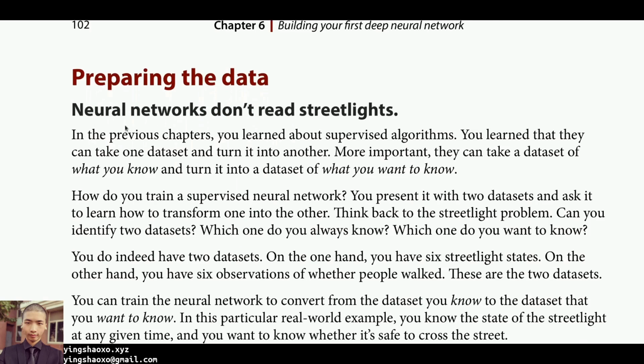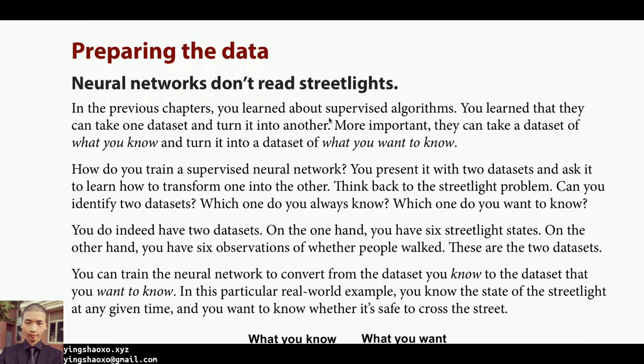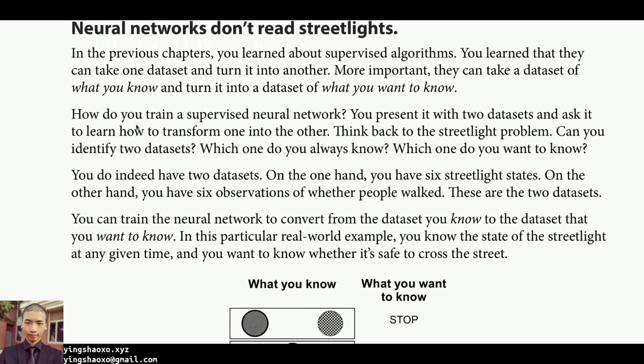Preparing the data. Neural networks don't read streetlights. In the previous chapters, you learned about supervised algorithms. You learned that they can take one dataset and turn it into another. More important, they can take a dataset of what you know and turn it into a dataset of what you want to know. How do you train a supervised neural network? You present it with 2 datasets and ask it to learn how to transform one into the other.